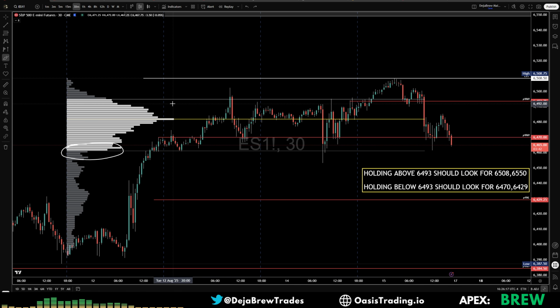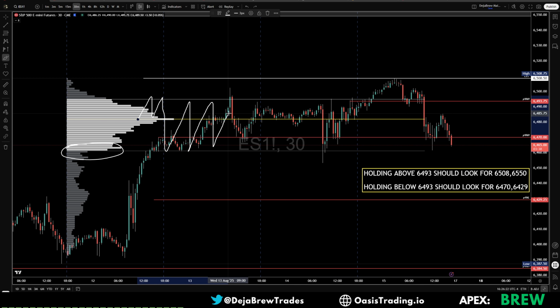But in the meantime, as long as you are protecting that value high, you're just rotating back and forth. You're selling the value high, you're buying the value low, right? Rinse and repeat. You're just balancing on that upper node.